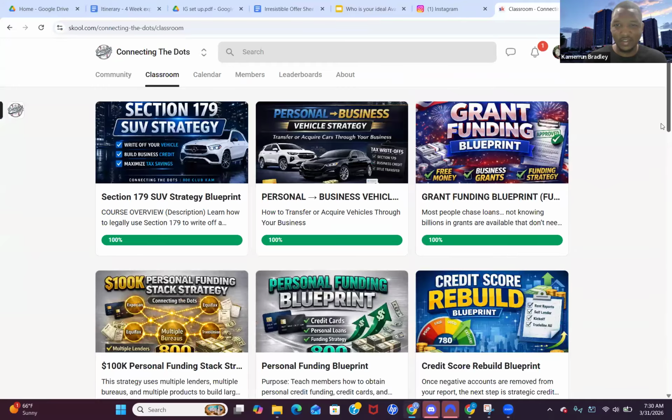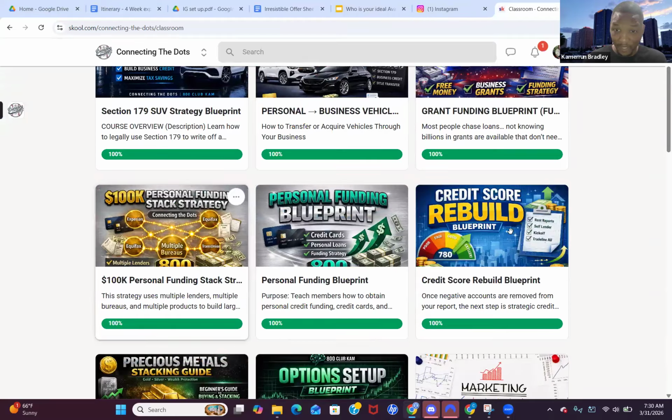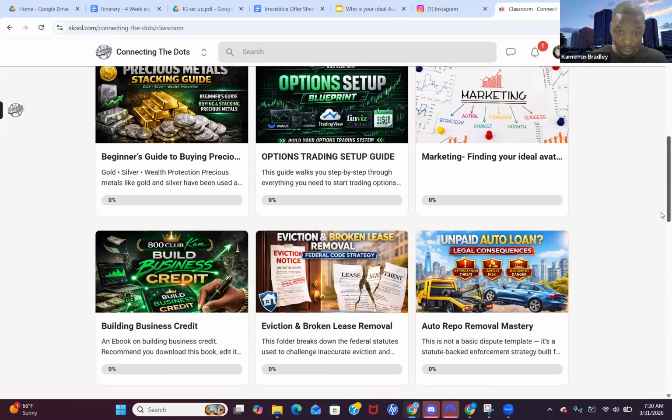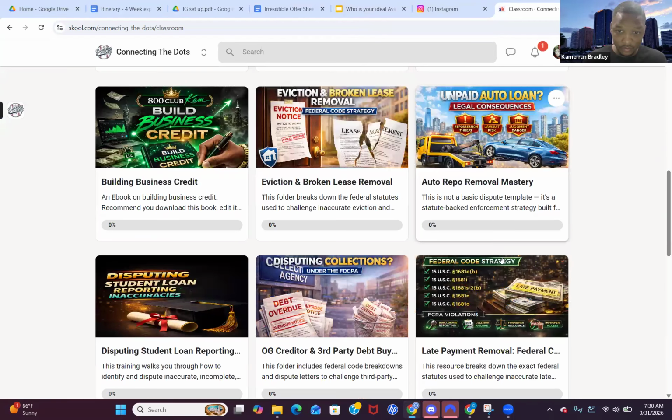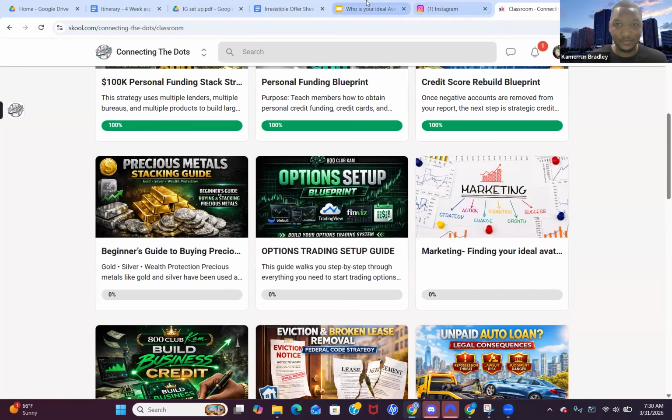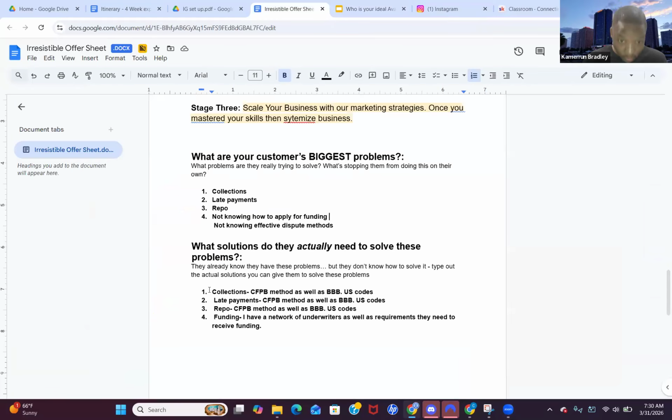Funding, grants, funding, how to build your credit score. What I said, repos, collections, all of it's right here. That's crazy. Also, CFPB, BBB, US codes, right?